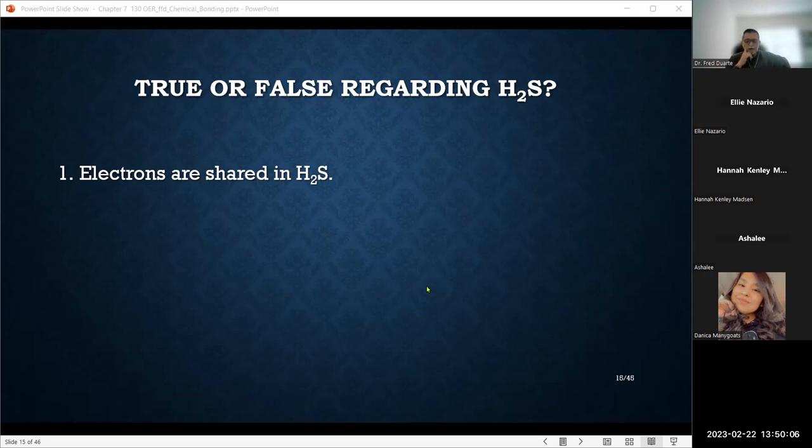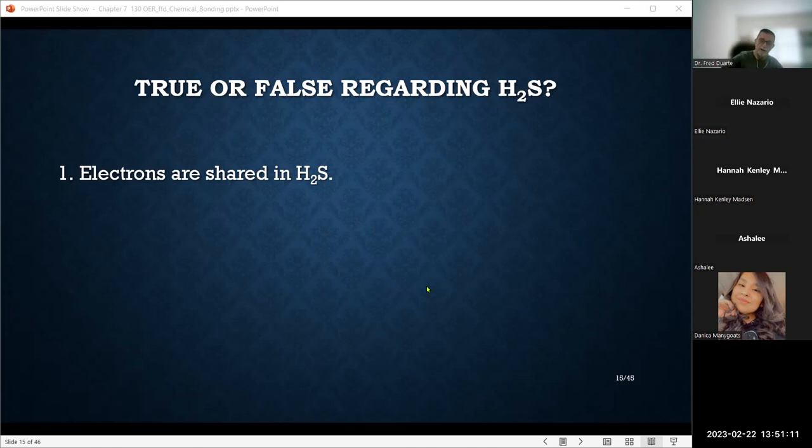Very nasty smelling material. Anyway, here the question is, electrons are shared in H2S. How would you answer that? How do we know that electrons are shared in H2S? Any ideas? Well, to be shared, they have to be covalent compounds, right? And so the question is, is this a covalent compound, a covalent bond, between hydrogen and sulfur? And to be covalent, they must be two nonmetals. So are hydrogen and sulfur nonmetals?